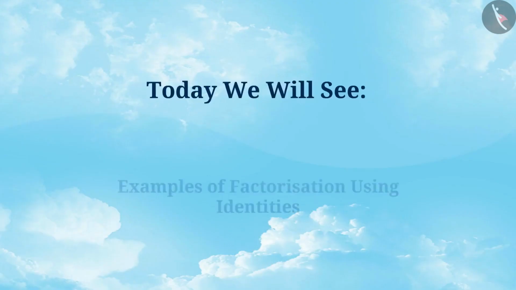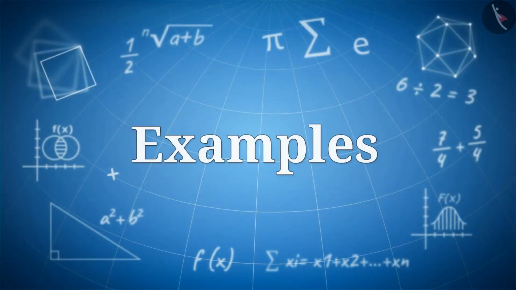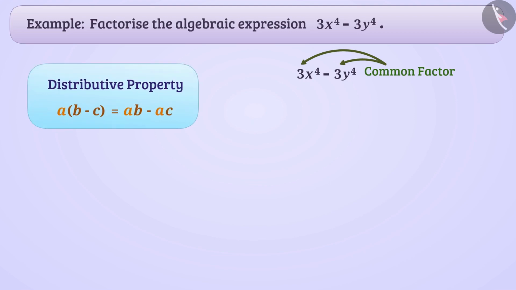Today we will see examples of factorization using identities. Factorize the algebraic expression 3x raised to the power 4 minus 3y raised to the power 4. We see that number 3 is the common factor. From the distributive property of multiplication over subtraction, we can take 3 out of the brackets, which is equal to 3 into (x raised to the power 4 minus y raised to the power 4).